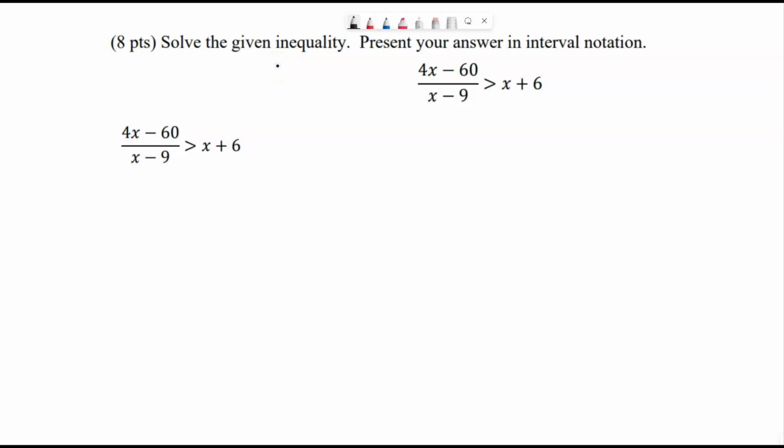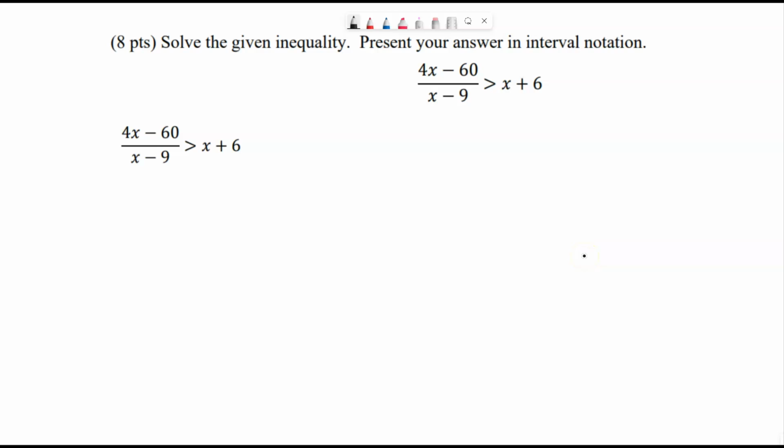Solve the given inequality. Present your answer in interval notation. This is an example of a rational inequality. We have a rational expression on the left greater than a linear expression on the right. There are two basic approaches to this, and that's why I have this problem written down twice.